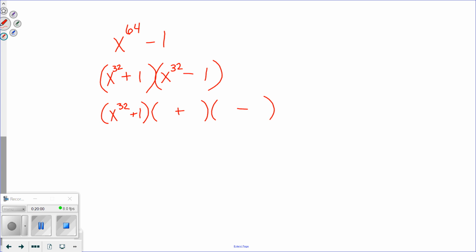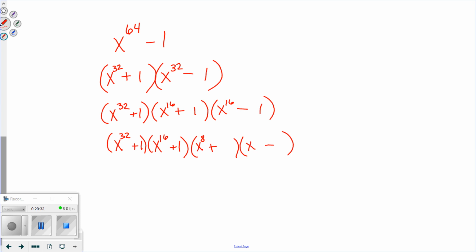One plus, one minus, square root of 1, still 1. X to the 32nd this time would break down to what and what? X to the 16th. Okay, well, this one has a plus, this one has a plus, so I know those don't go any further. This one has two terms, minus sign, and these are both perfect squares. One's plus, one's minus. X to the 8th, X to the 8th, 1. Break some more. It keeps going. I'm going to get lazy and stop rewriting this for the time being.